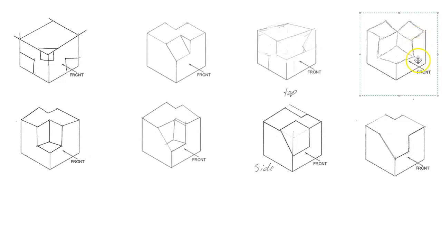Okay, so the front view is correct, but the top view is incorrect. So the top view, there's 2 separate shapes, they're not joined. This in the middle here is wrong. The side view is wrong. I think a generous marker will give this 1.